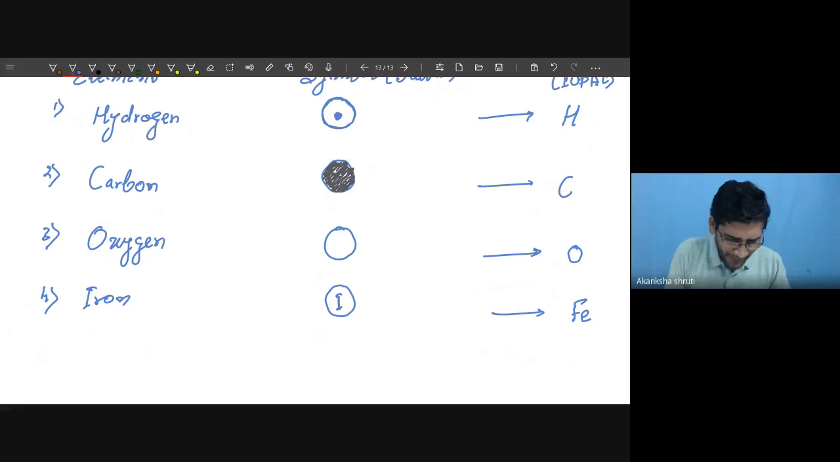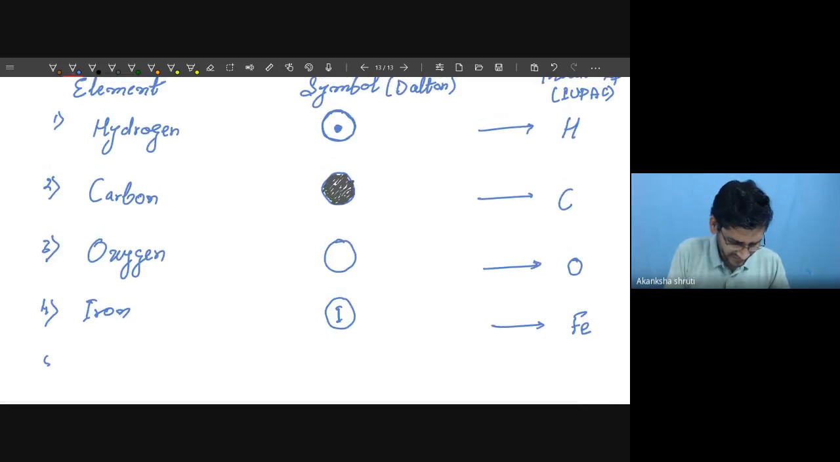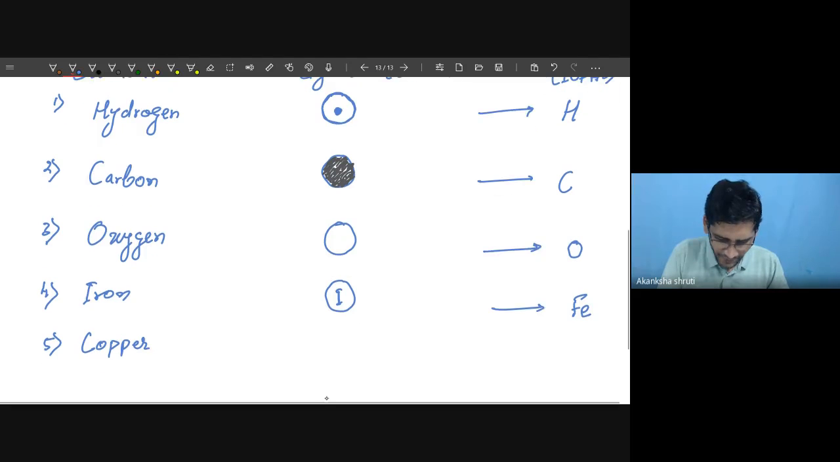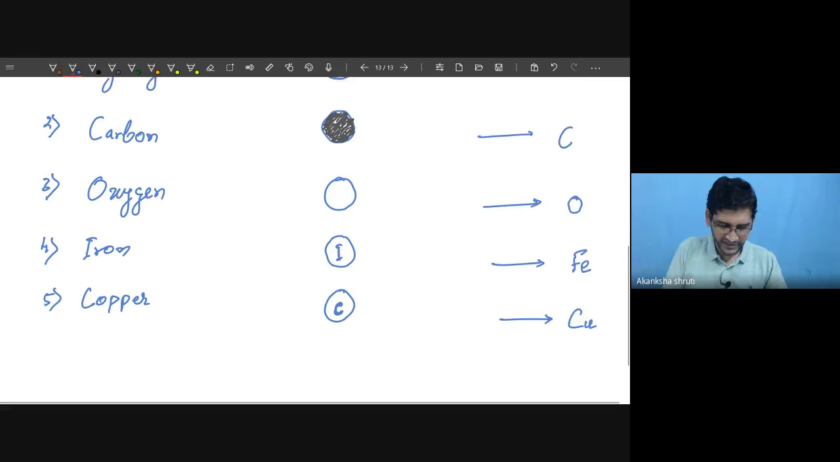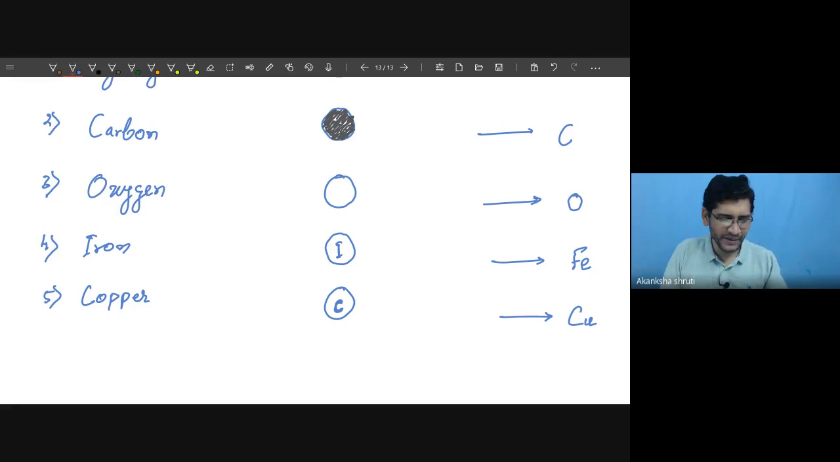Now let us go for some other symbol. Say for copper, he had taken inside this circle a thick C to be written. So this way he has given different symbols. Nowadays it is denoted by Cu. Why Cu? Again the Latin name is cuprum. That nomenclature and the rules we will also discuss.